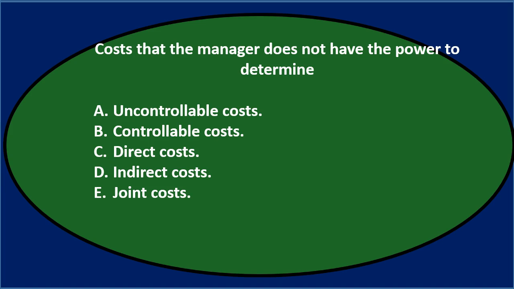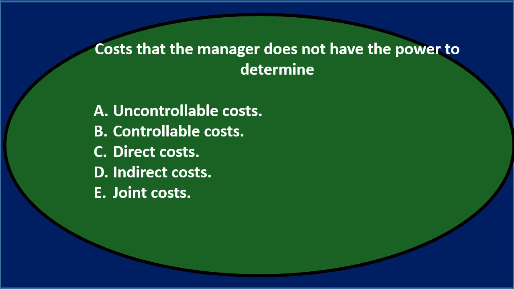In this presentation, we will take a look at multiple choice questions related to responsibility accounting, going through the questions and then practicing test-taking skills with them. First question, costs that the manager does not have the power to determine: A, uncontrollable costs, B, controllable costs, C, direct costs, D, indirect costs, or E, joint costs. Let's go through this again using the process of elimination.